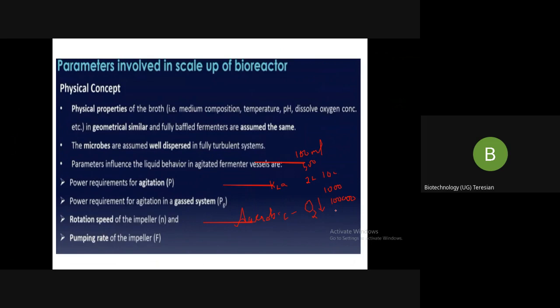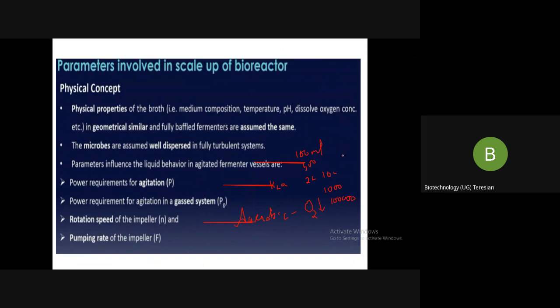Okay, so just look at these numbers: 100 milliliter, 500 milliliter, 2 liter, 10 liter, 1000 liters, 100,000 liters, 2000 liters. So we are going from a lab scale to pilot scale to the commercial industrial scale. So don't you think the operational parameters keep on changing during the scale up process? Obviously, right? Is this all uniform? No, because volume wise they are changing.